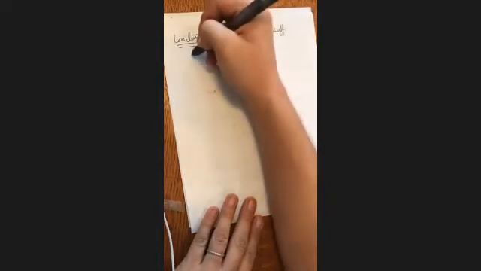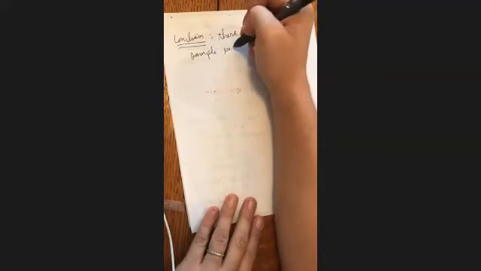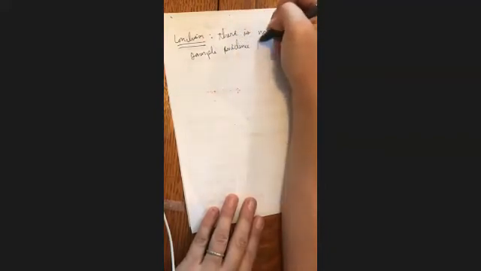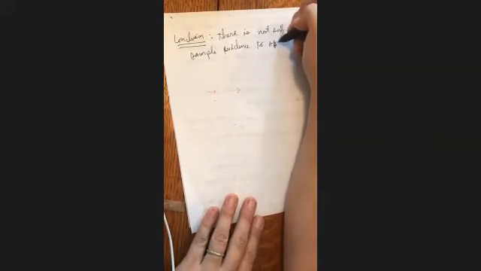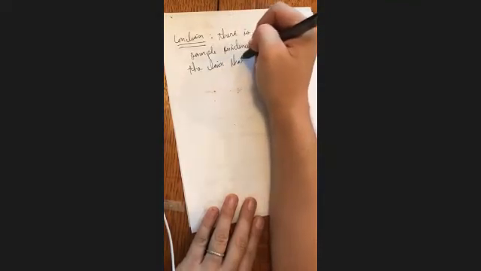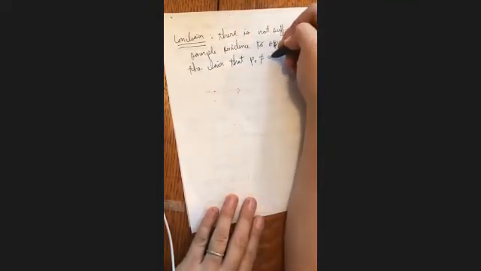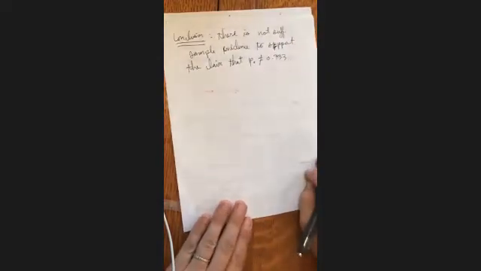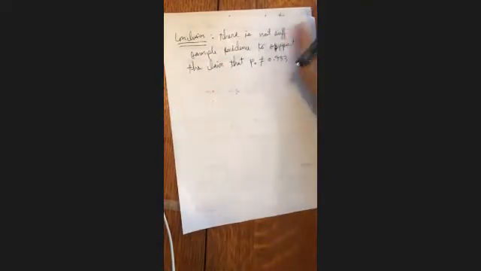So when we write our conclusion, we'd say, using the same exact words as on the flowchart: There is not sufficient sample evidence to support the claim that p naught is not equal to 0.733. And that is the conclusion of our test.